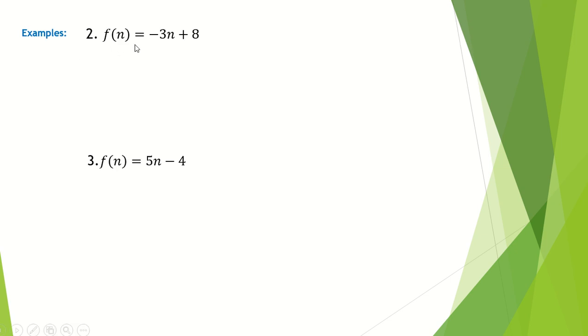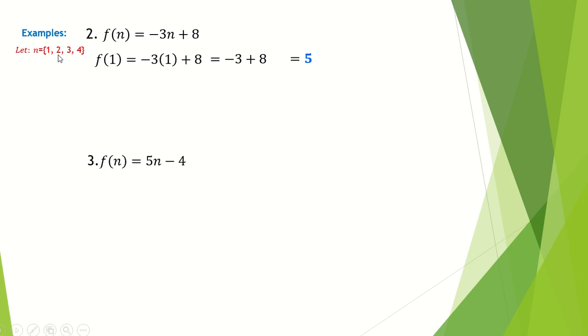Next, f of n is equal to negative 3n plus 8. Again, our domain, 1, 2, 3, 4. So, f of 1 is equal to negative 1 times 3 plus 8. Simplifying it, it will give you 5.